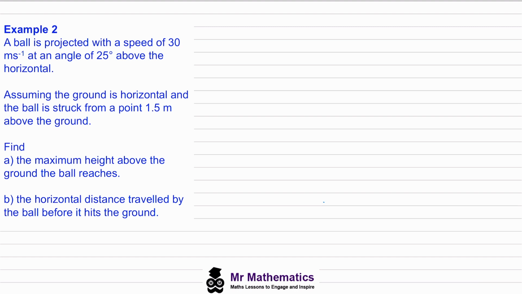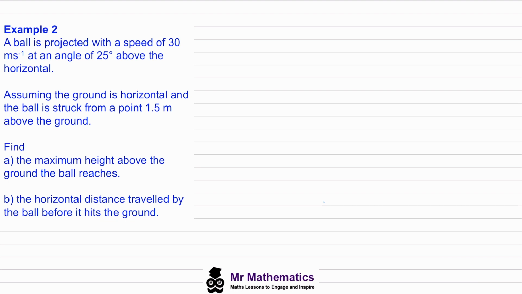Okay, so in example 2, we're told that a ball is projected with a speed of 13 meters per second at an angle of 25 degrees above the horizontal. Assuming that the ground is horizontal and the ball is struck from a point 1.5 meters above the ground, we've been asked to work out the maximum height above the ground that the ball reaches, and then to find the horizontal distance travelled by the ball before it hits the ground.